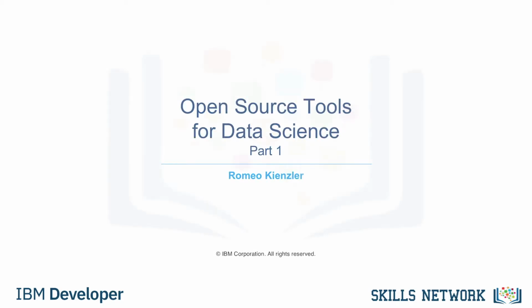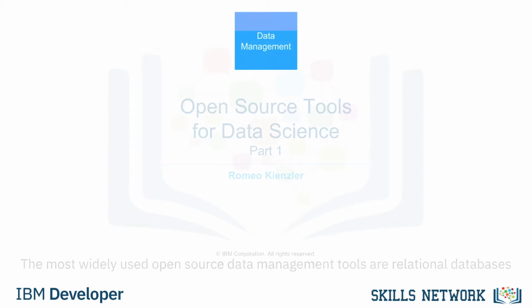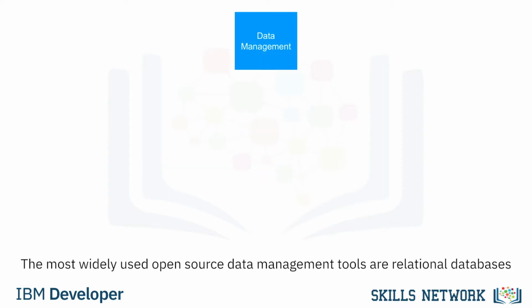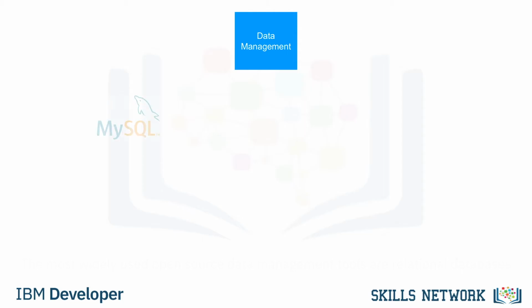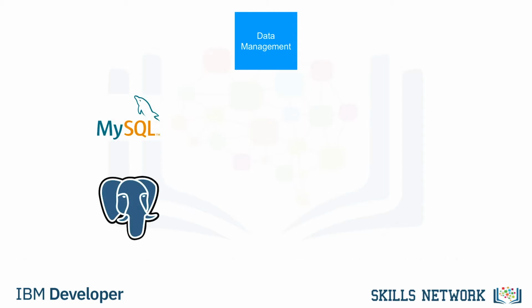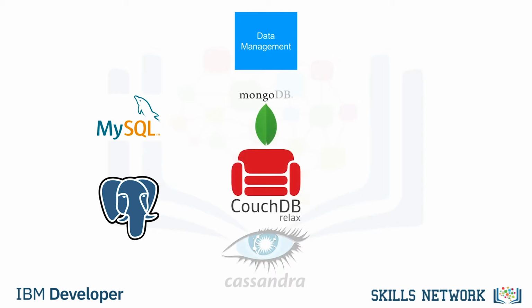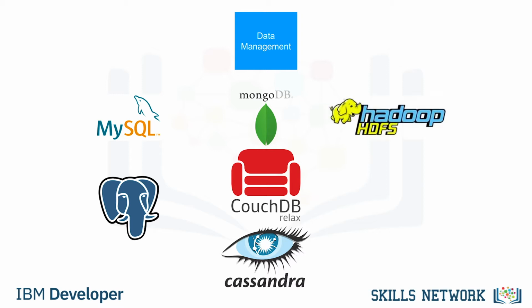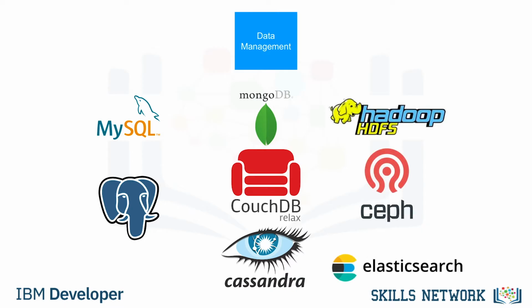In part one of this two-part series, we'll cover data management, open source data integration, transformation, and visualization tools. The most widely used open source data management tools are relational databases, such as MySQL and PostgreSQL, NoSQL databases such as MongoDB, Apache CouchDB, and Apache Cassandra, and file-based tools such as the Hadoop file system or cloud file systems like Ceph. Finally, Elasticsearch is mainly used for storing text data and creating a search index for fast document retrieval.